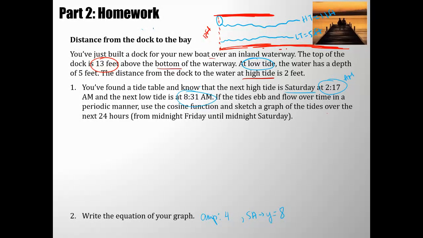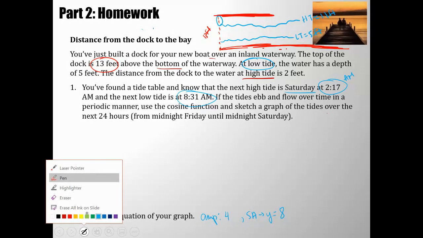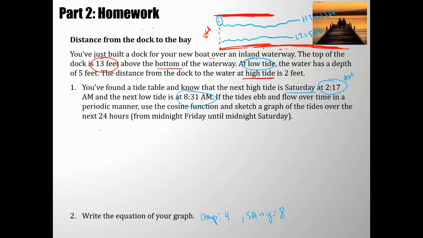If the tides ebb and flow over time in a periodic manner, use the cosine function and sketch a graph of the tides over the next 24 hours, as well as write the model or the equation. If I go ahead and graph this, we can choose to work in minutes or hours, but we should make sure that we write it down and make it evident which one it is. I'm going to choose to work in hours.